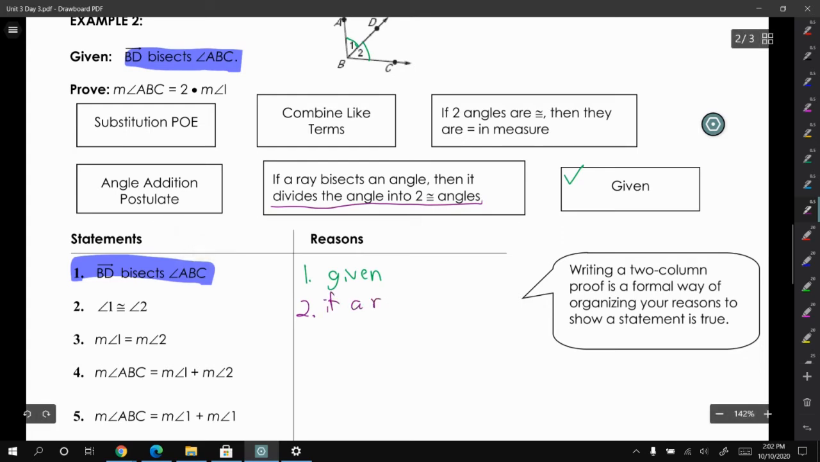If a ray bisects an angle, then we have two congruent angles.